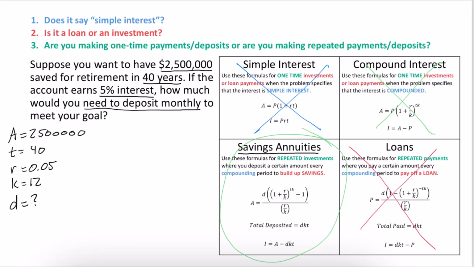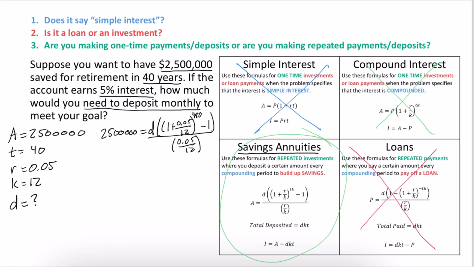Okay, so when you plug all of these numbers into the savings annuities formula, you would end up with 2.5 million equals D, which is the variable we're looking for, times 1 plus 0.05 over 12 raised to an exponent of 12 times 40, which I'm just going to simplify right now to be 480, and then minus 1, and all of that's divided by 0.05 over 12. Okay, so that's the formula that I would be simplifying.